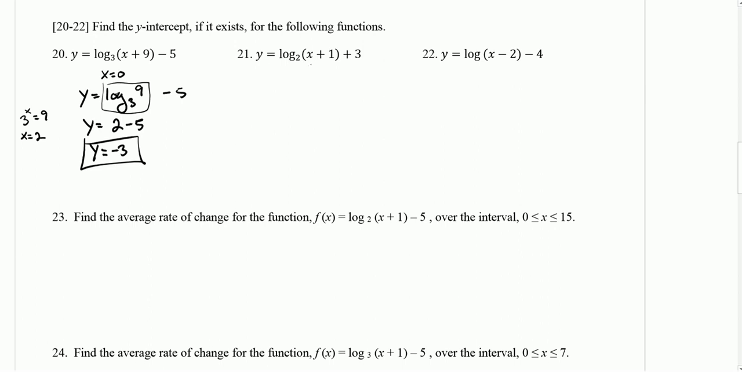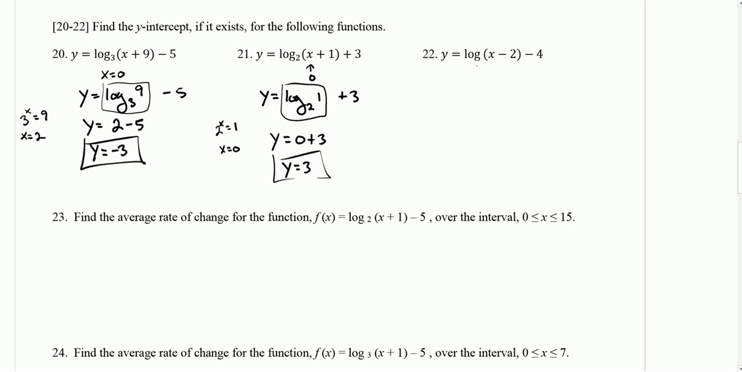Number 21, same thing. I'm going to plug in 0 for x, and I end up with y equals log base 2 of 1 plus 3. I need to evaluate log base 2 of 1. It's asking 2 to what power equals 1. Anything to the power of 0 equals 1. Our exponent is 0. So we end up with y equals 0 plus 3, which is 3.